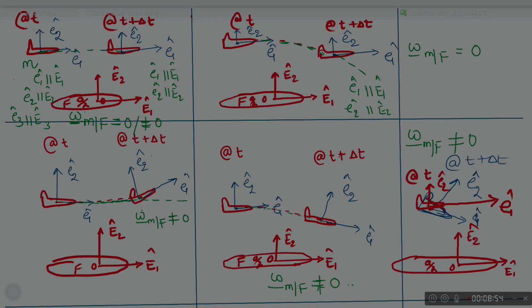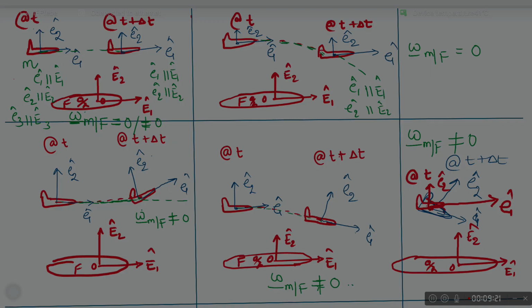Again, in a little while I will give the precise definition of omega mf, but with this slide I want to encourage ourselves to be able to think in which case the angular velocity vector will be 0 and in which case it will not be 0.